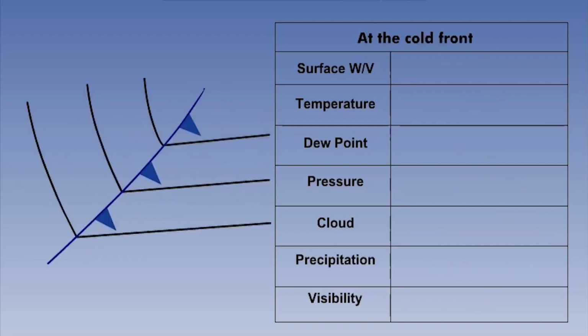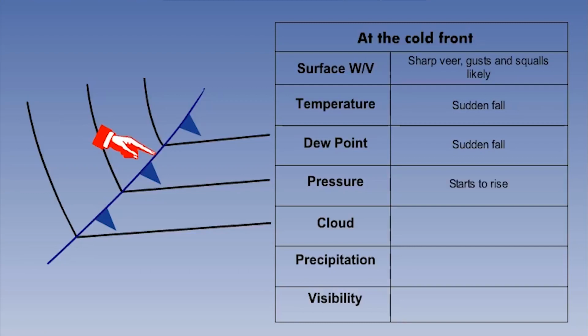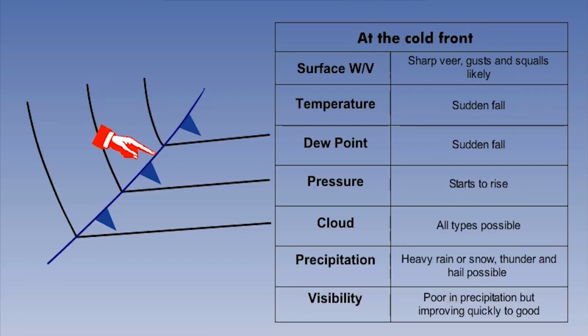At the cold front, the wind will veer sharply with gusts and possibly squalls. The temperature will usually fall. The dew point will suddenly fall. The pressure will start rising. The cloud will be low, but start changing in character. Precipitation will be moderate, with heavy bursts and perhaps thunderstorms. The visibility will be poor in the precipitation, but quickly show signs of improving.